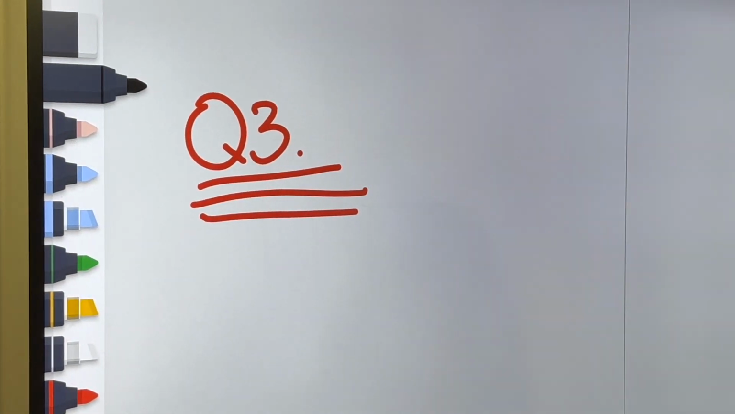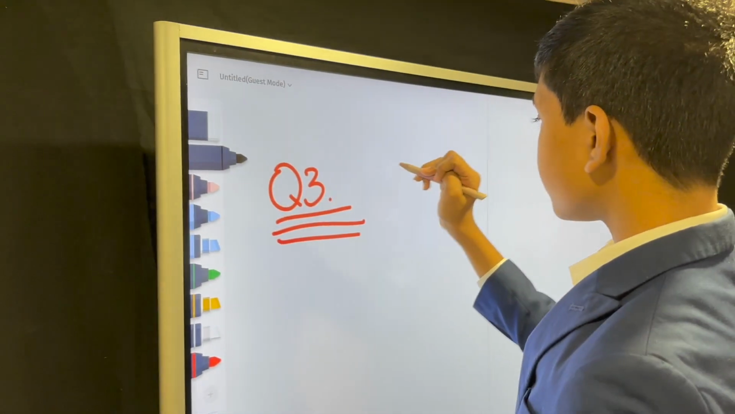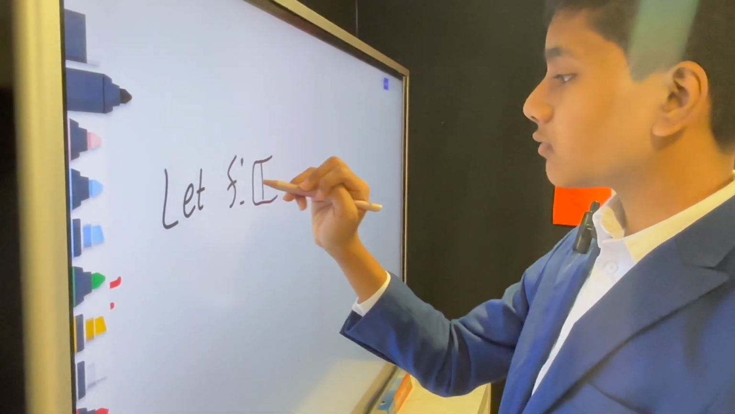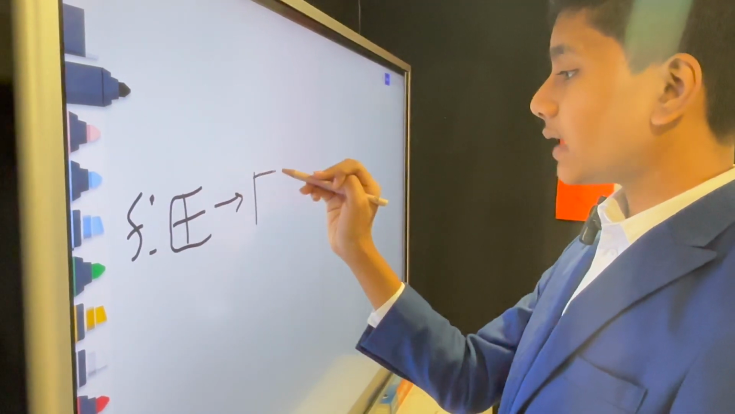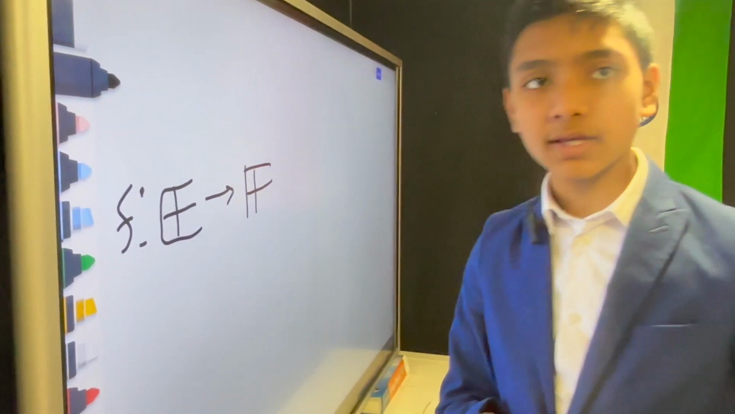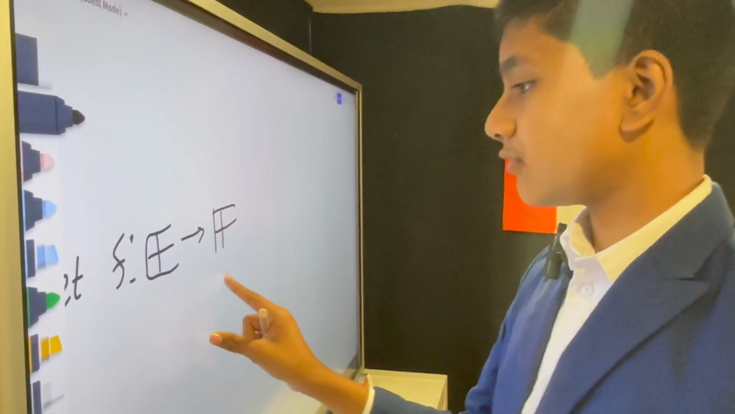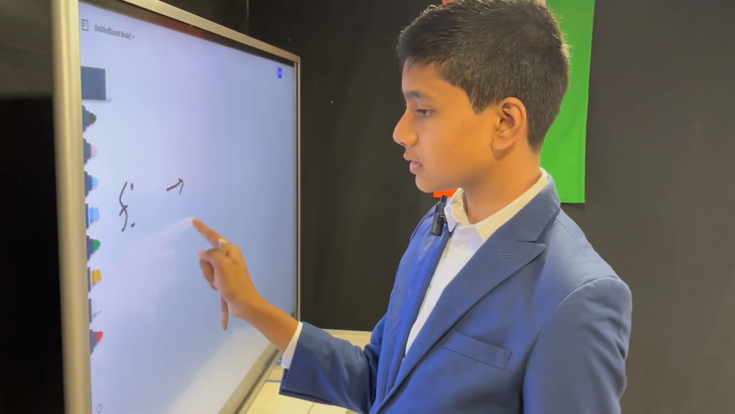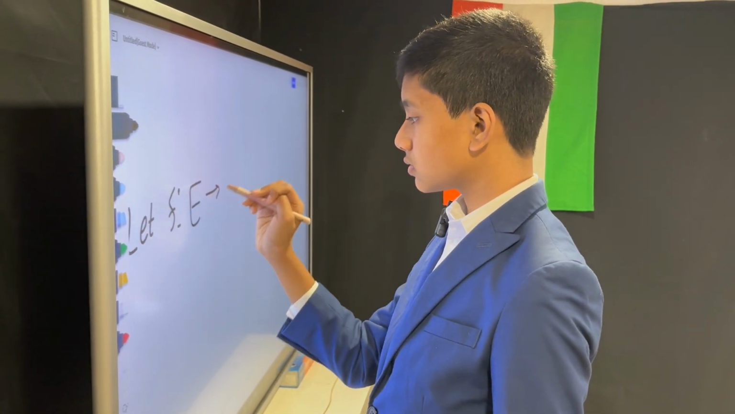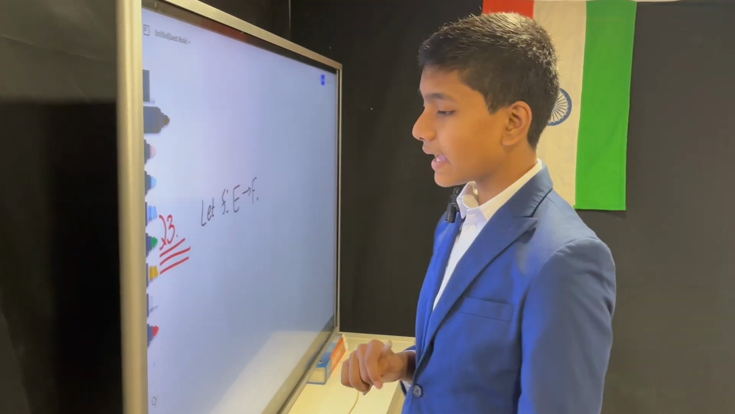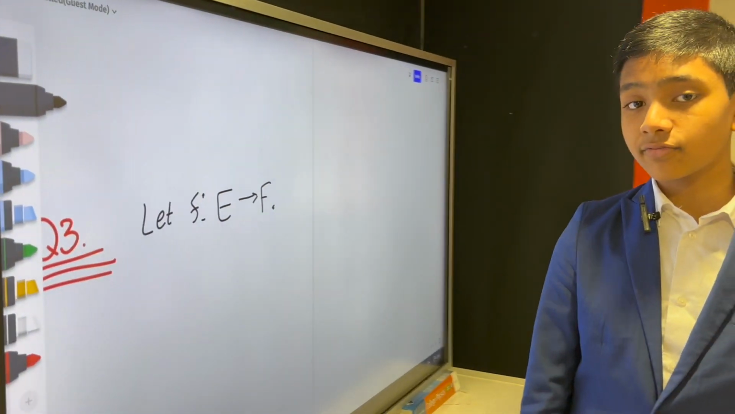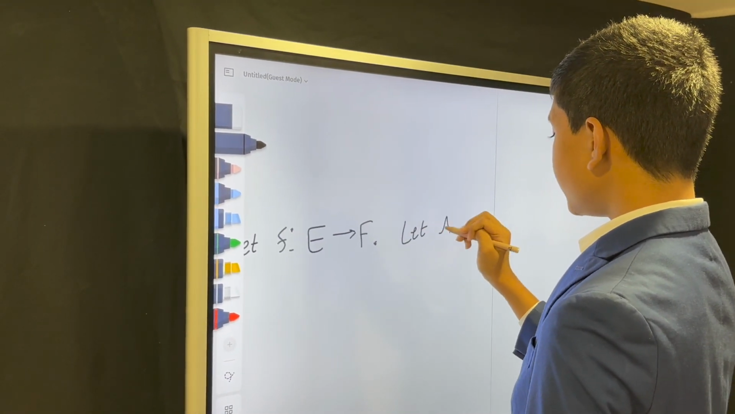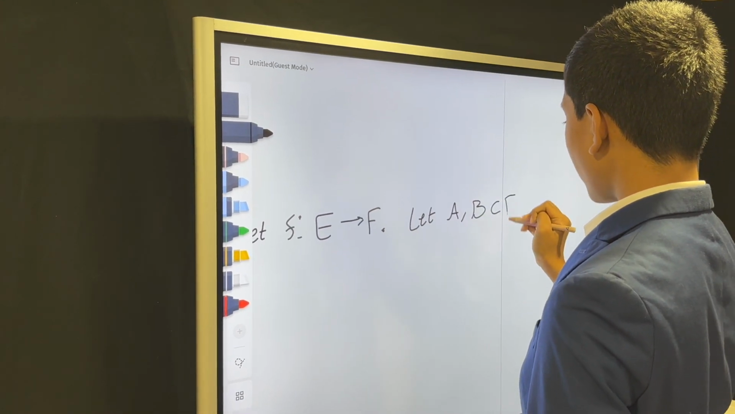So, what's question 3? Well, let F be a mapping between two sets, from E to F. Actually, these look incredibly ugly, so I'll just write normal E and F. So let F be this mapping from E to F, alright? Then let A and B be two subsets of F.